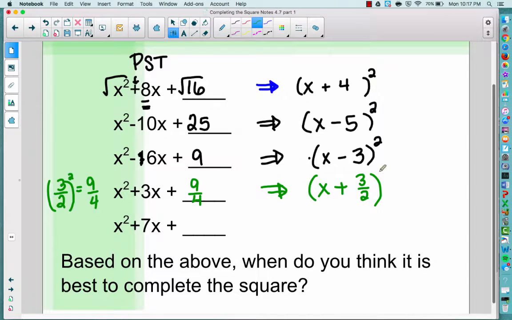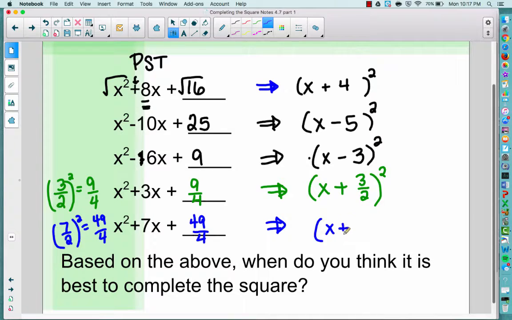All right, and I quantity square it. Try another one. I take half of 7, which means 7 divided by 2, so 7 halves. I square it, and I get 49 over 4. So plus 49 over 4.